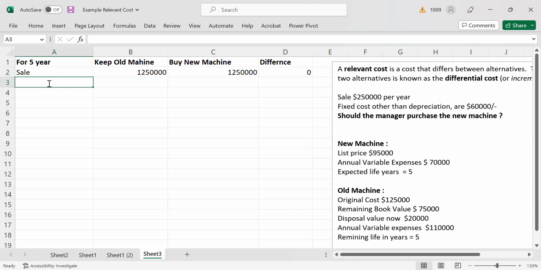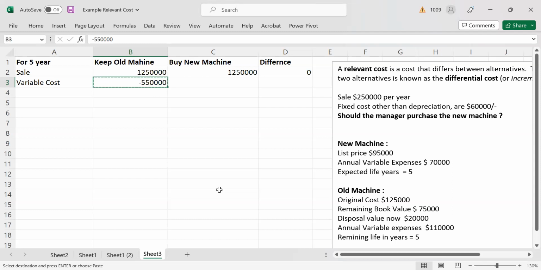Next we have the variable cost. Variable cost is also available per year for the old machine. This is the annual variable expenditure, 110,000, multiplied by 5 years. In 5 years you have to pay the variable cost in the company. This is the big expenditure of the company. So that will be in the minus, minus $550,000. That will be the variable cost if we keep the old machine.